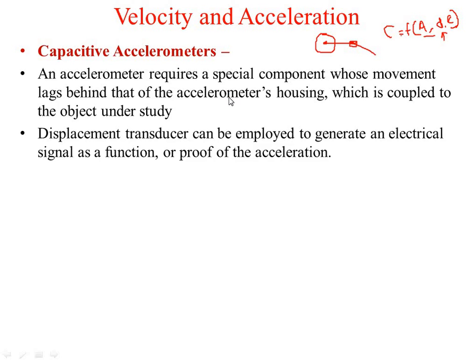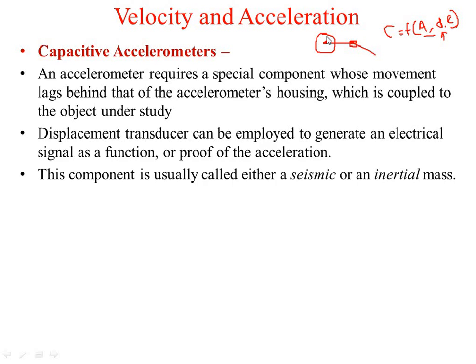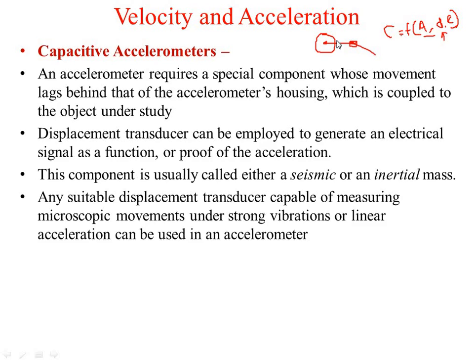So a displacement transducer can be deployed to generate the electrical signal as a function, or as a proof, of acceleration. Here you need to measure the displacement, and that displacement is converted into acceleration. The component is usually called a seismic or inertial mass. It has its own inertia, because of that it lags, and the component which is connected to this one is called a seismic component.